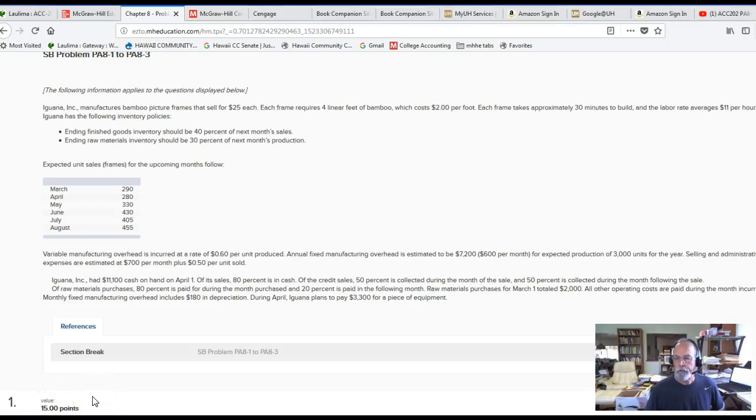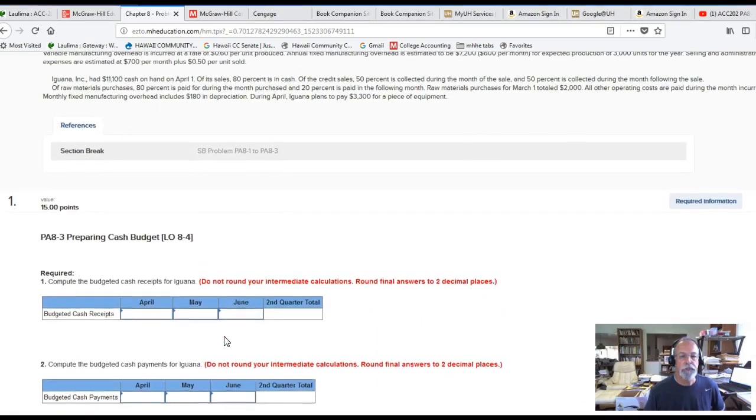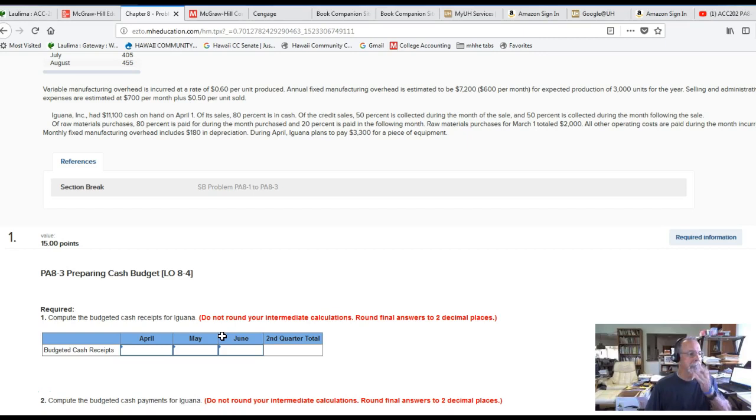Okay, we're back this morning. We're taking a look at requirement 1 of Pa8-3, which is asking for budgeted cash receipts. So let's take a look at that.